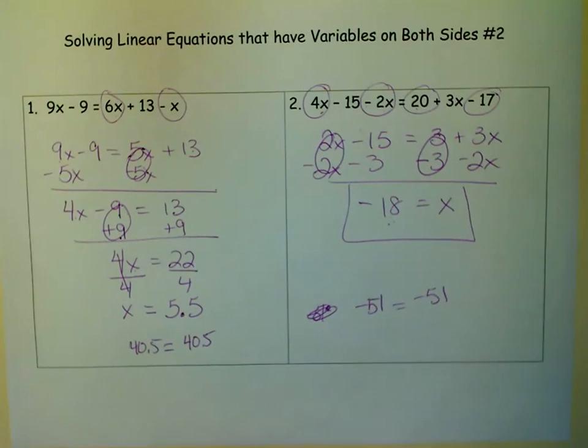So good luck with those variables on both sides. Remember, you just combine like terms first, and then move it just like you would a constant term. Do the opposite of what's happening.